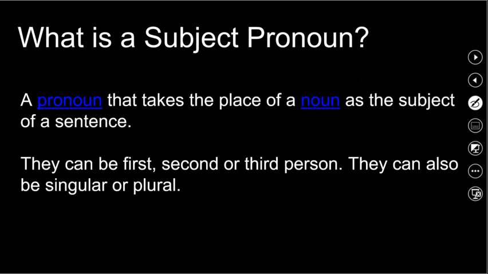Okay, subject pronouns come in the form of first, second, or third person. We'll get into that later. I'll show you a diagram showing this. They can also be singular or plural.